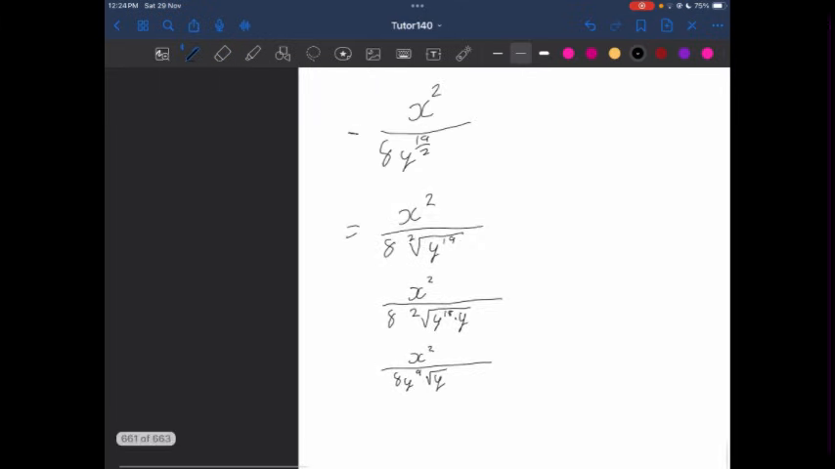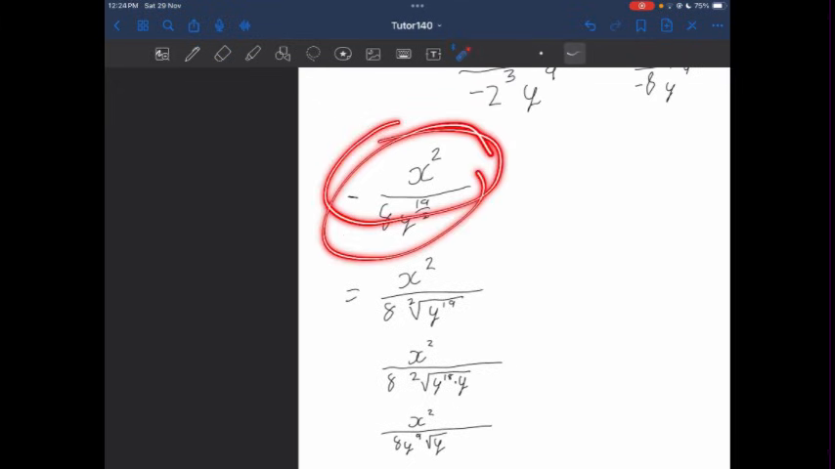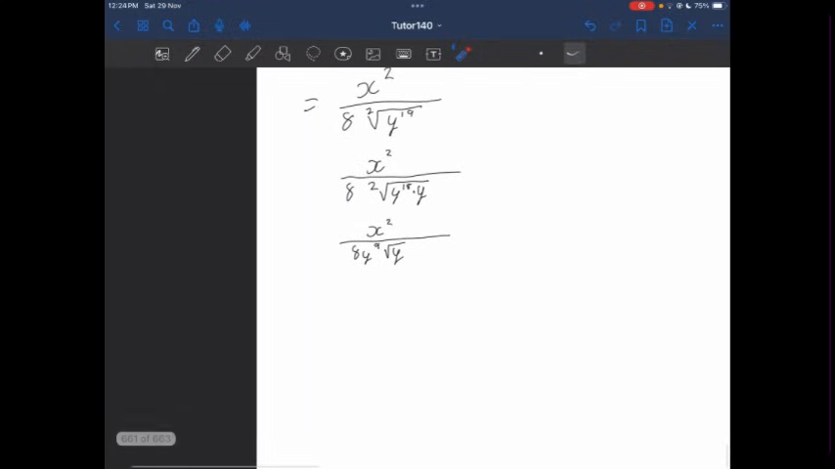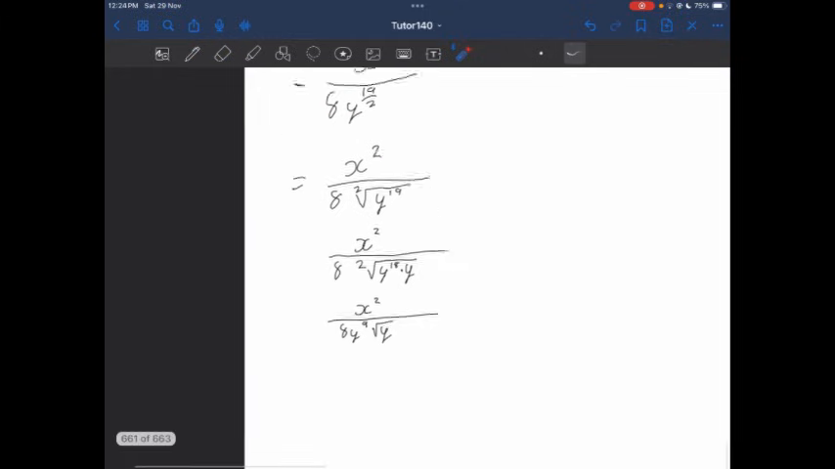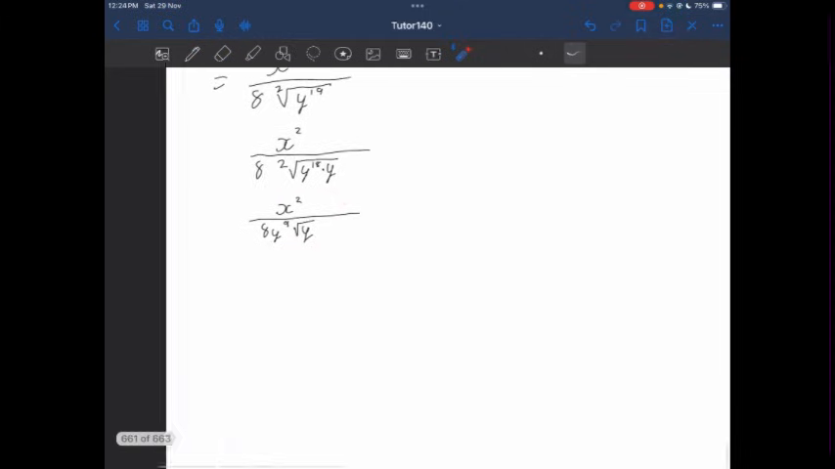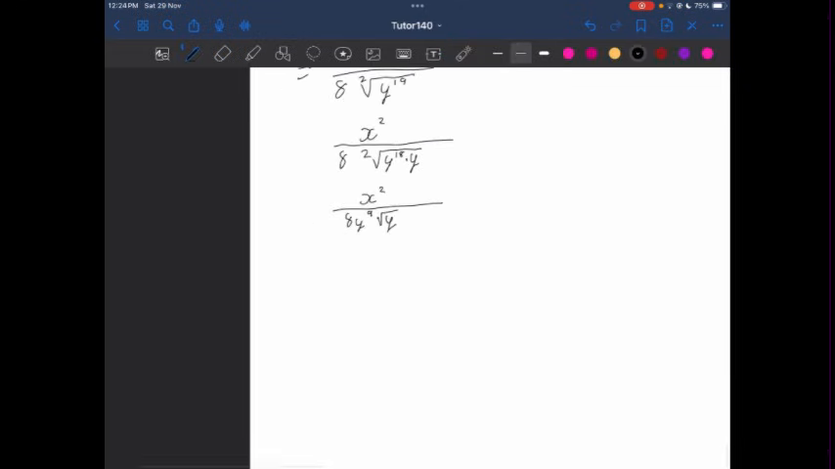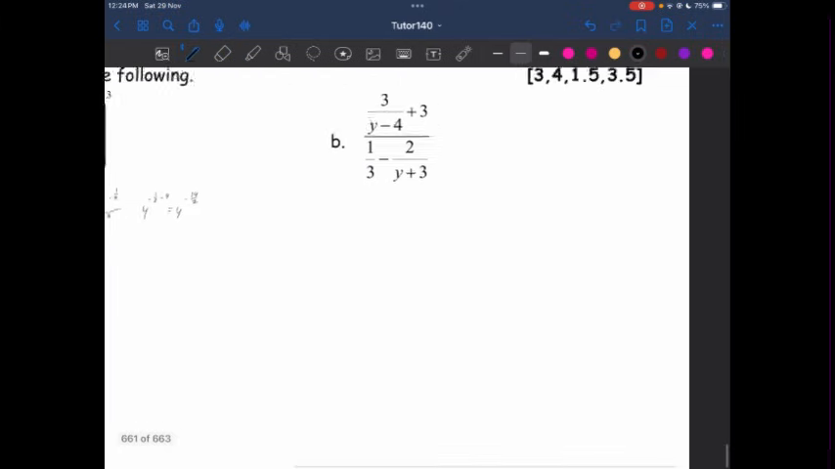You could leave it as this answer. But since it says simplify, I would go all the way here. But they might give you full points if you just leave it there. I'm not sure. But yeah, this would be your final answer. Negative. I forgot the negative value. So it's a negative answer.